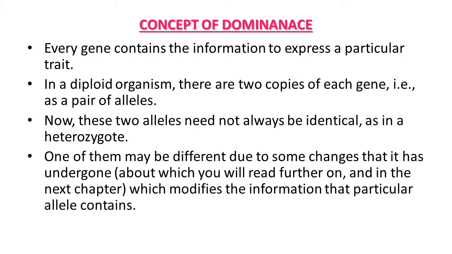Now let's talk about the concept of dominance. What is the concept of dominance? As you know, two types of alleles are there in the genotype, dominant as well as recessive. The dominant can express itself, but the recessive in the presence of the dominant cannot express itself. So every gene contains the information to express a particular trait. In a diploid organism, there are two copies of each gene. We can say it's a pair of alleles, either both dominant or both recessive, or one dominant and one recessive.